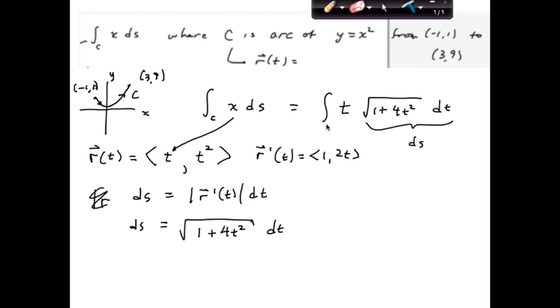And then t will go from what to what? Here we're going from negative 1, 1 to 3, 9. Then t goes from? t is the same as x, so it's going to go from negative 1 to 3. And that we can solve. I went a little bit faster, so did you catch all this, what we did?